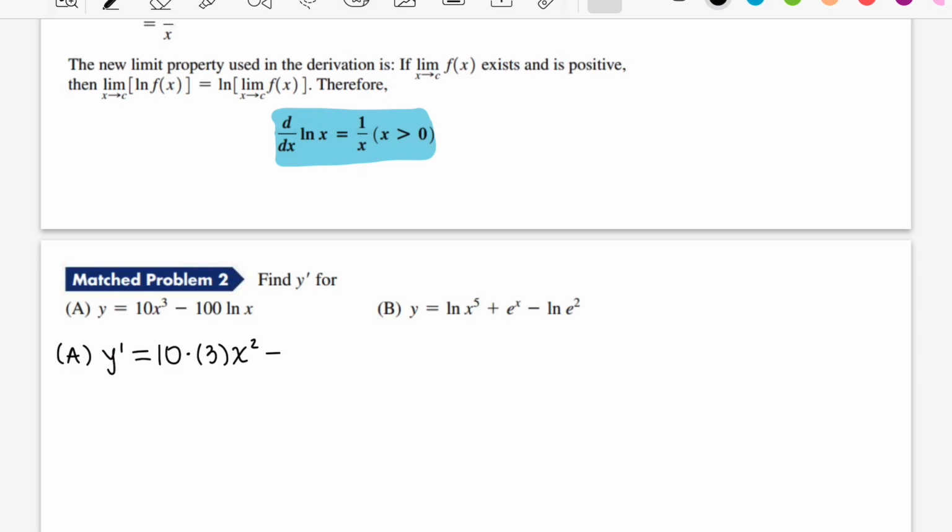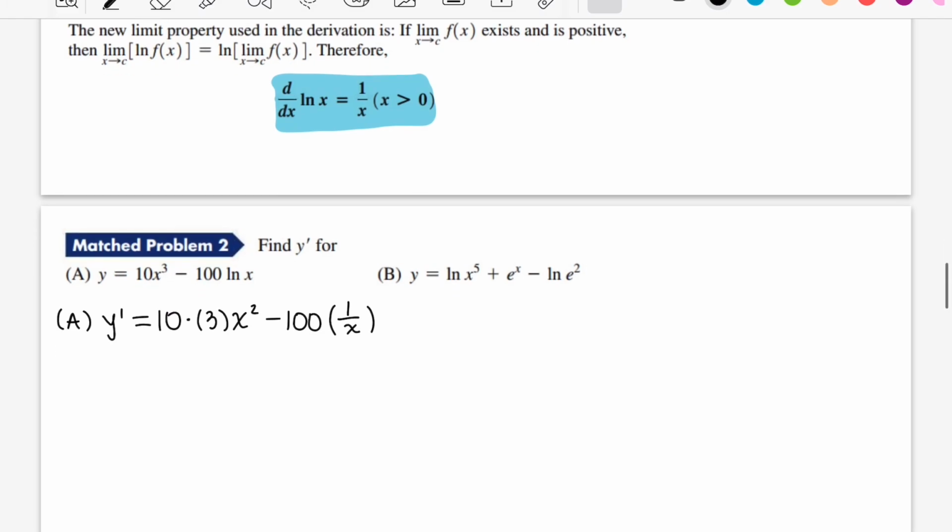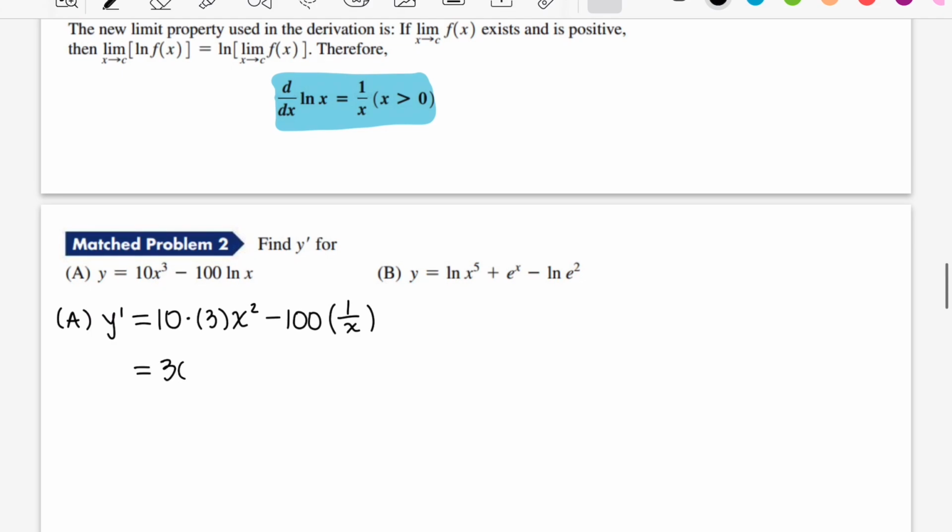Then again, using our constant multiple property, this constant, 100, is going to stay out in front. And then we want to look at the derivative of ln x, which we know is 1 over x. All right, so simplifying this a little bit, we have 30x squared minus 100 over x. So that is our derivative for part A.